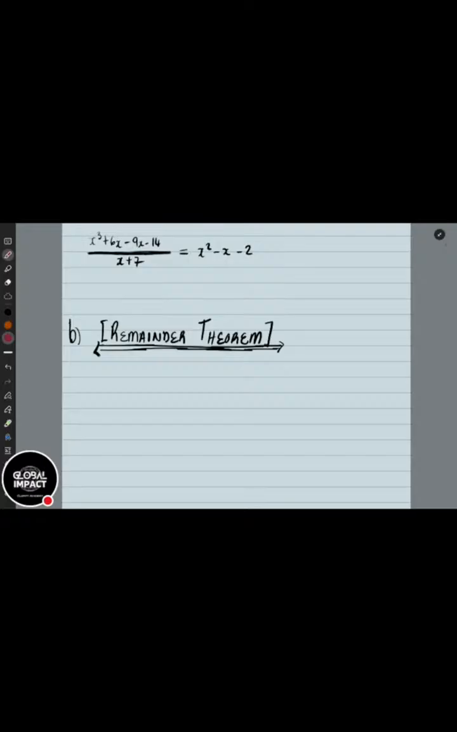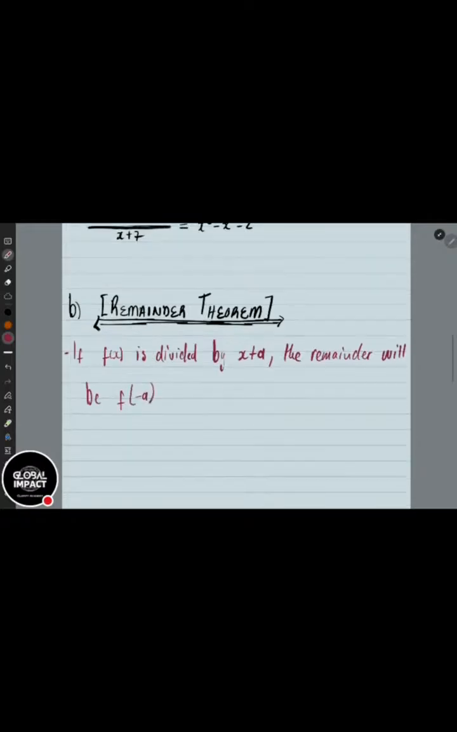What does the remainder theorem say? It's a theorem. It says something, okay? It says, if f of x is divided by x plus a, the remainder will be f of negative a. So it says change the sign here, then you will have the remainder.